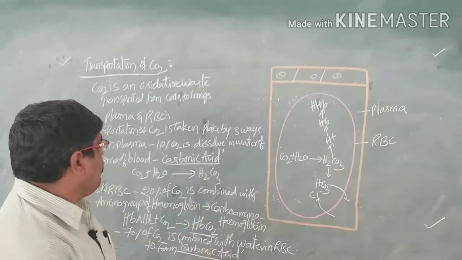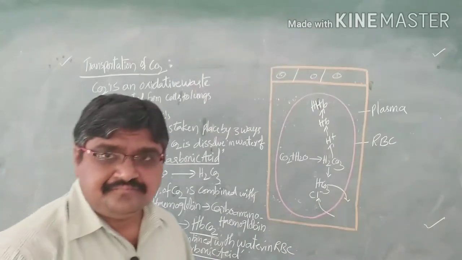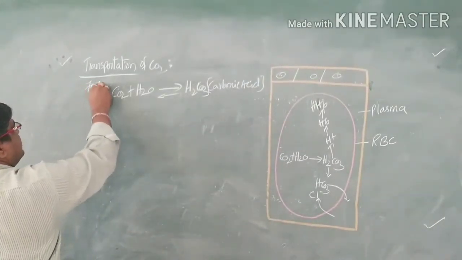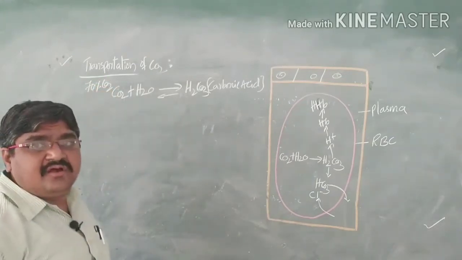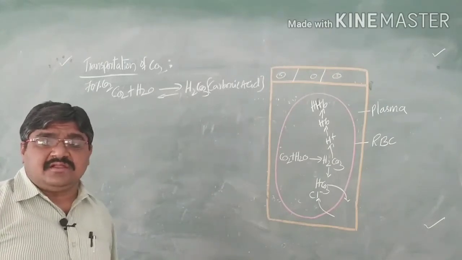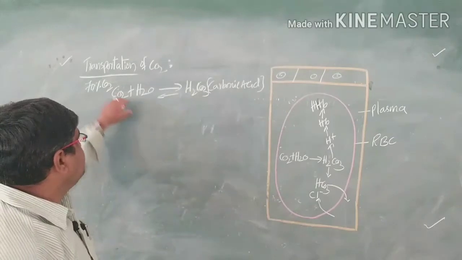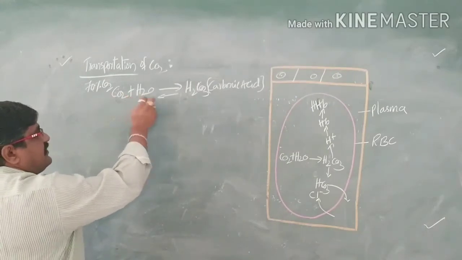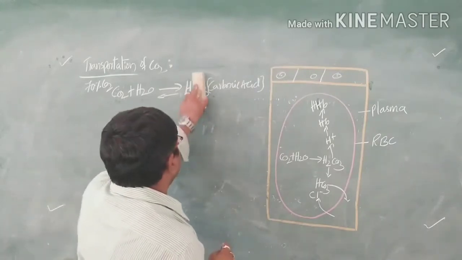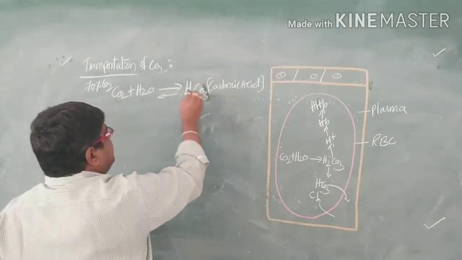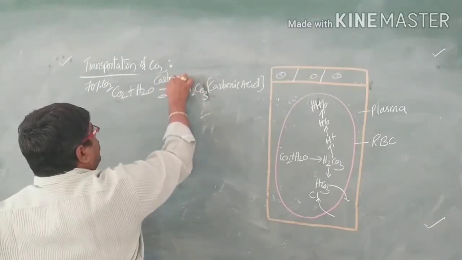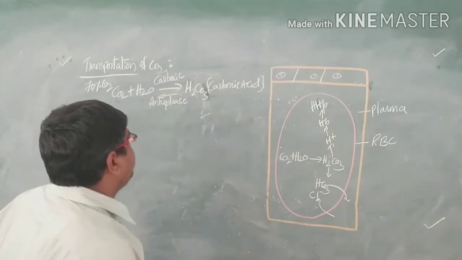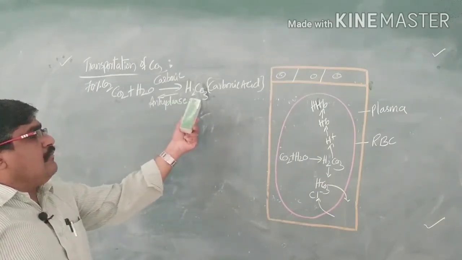It forms carbonic acid, where the 70% of the CO2 is combined with the water of the RBC. That means carbon dioxide is combined with water to form carbonic acid in the presence of an enzyme called carbonic anhydrase. So with the help of the enzyme carbonic anhydrase, it is converted into carbonic acid.